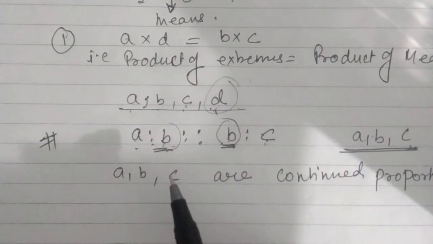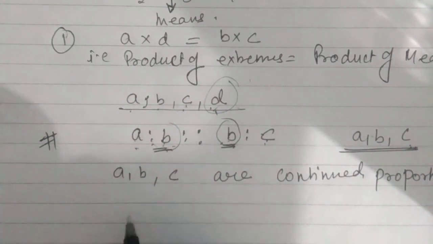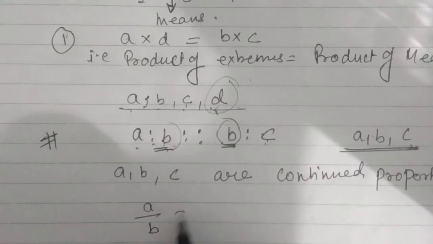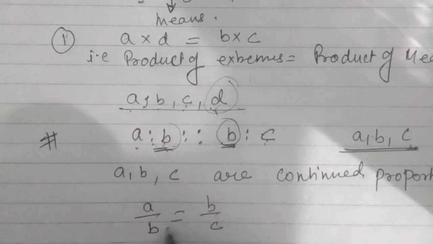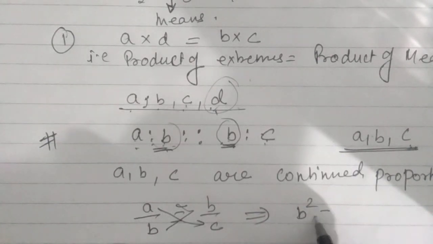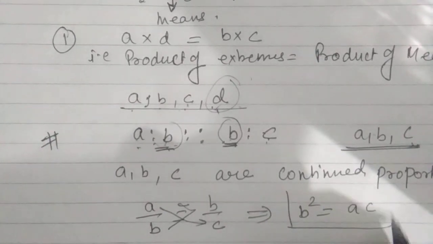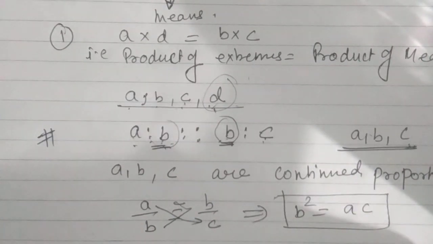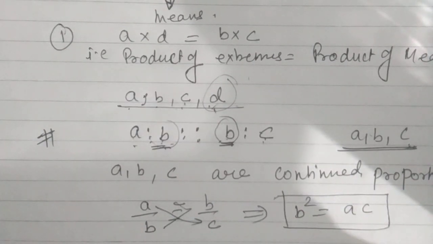So there are certain questions on the basis of this. Here we can write it like this also: a by b is equal to b by c, and if I do the cross multiplication, students, I get one result, b square is equal to ac. This result is also used for solving questions. Right? Now we will discuss some questions.